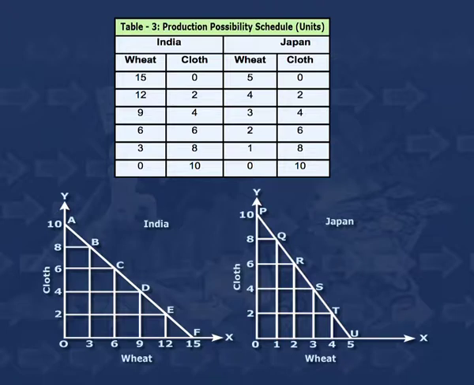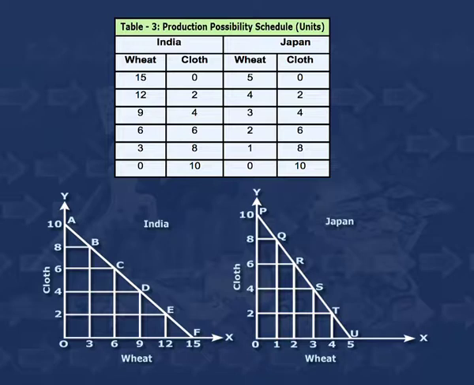Do remember that points inside the production possibility frontier are possible, but they are inefficient. If a nation produces inside the production possibility frontier, then we can say that resources are not fully utilized. The nation is not using its technology in an efficient manner. In the same way, points outside the production possibility frontier are not possible because the nation cannot produce at that point due to technology or factor constraints.